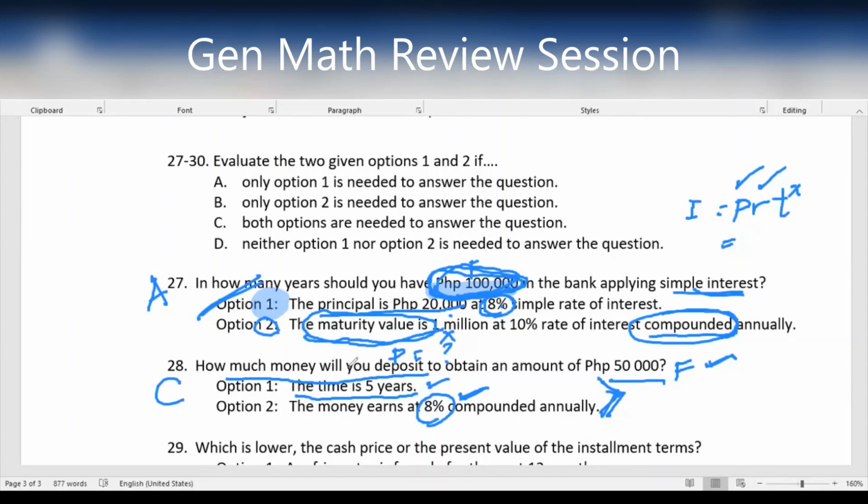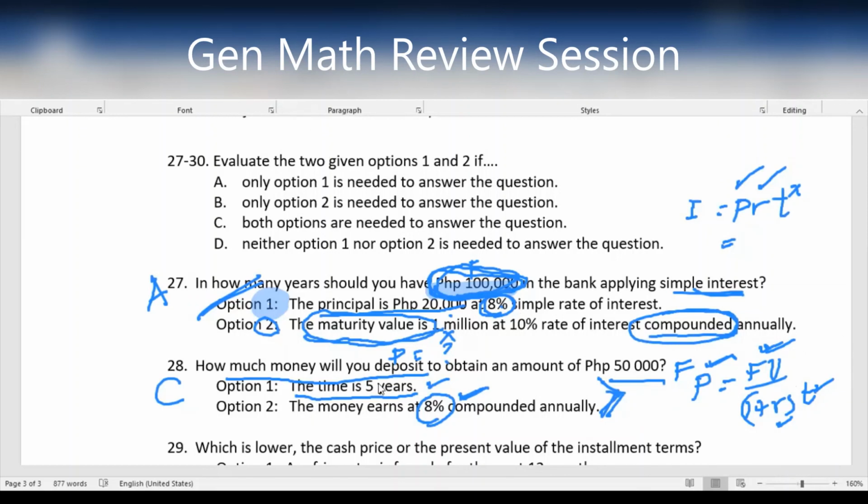Okay ba? 5 years, tama ba? So please analyze. So this part is analysis or evaluation there. We're not going to solve. All you have to do is to analyze and evaluate. Tama? For us to get the principal, what do we need? Sa compound interest yan ah. So how do you get the principal again? FV over 1 plus R raised to T. So we have the future value, check. We have rate, check. We have time, check. Okay, both are needed. So letter C is the correct answer.